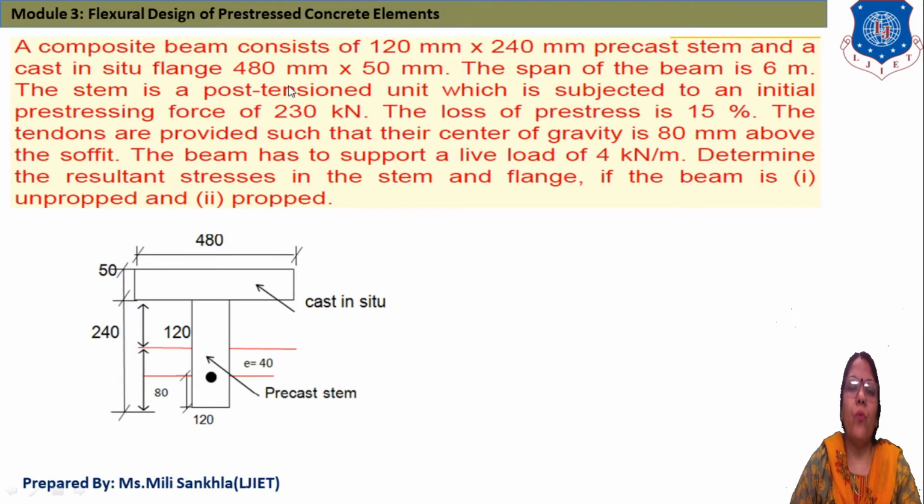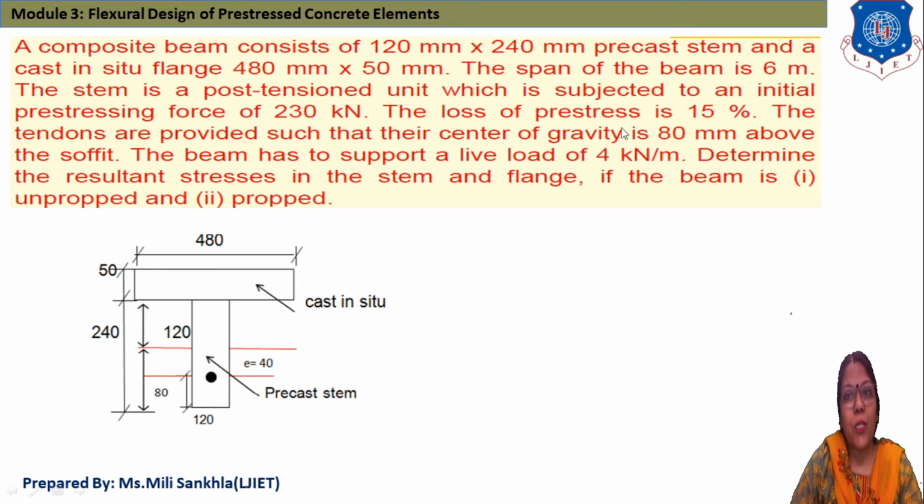Now first of all we read the given data. Composite beam consists of 120 mm by 240 mm precast stem, that means our web, and cast in situ flange 480 mm by 50 mm. The span of beam is 6 m, that means L is equal to 6 meter. Stem is post-tensioned, subjected to initial pre-stressing force P equal to 230 kilonewton.